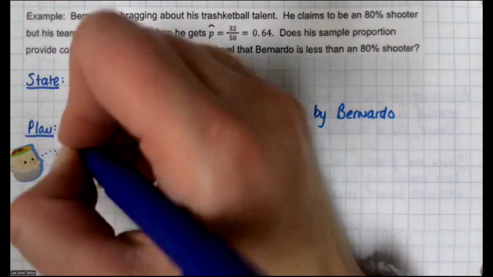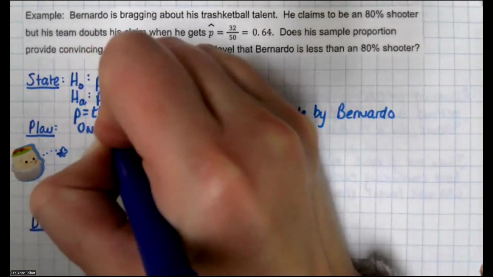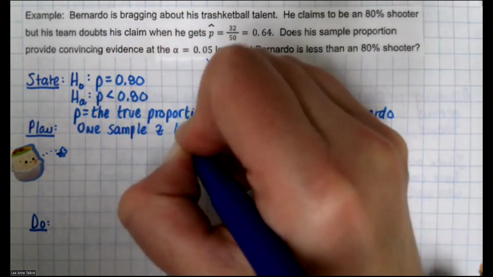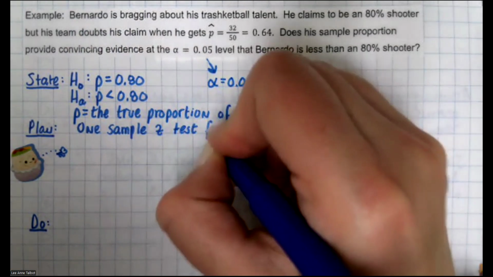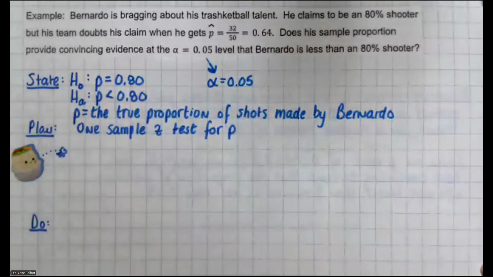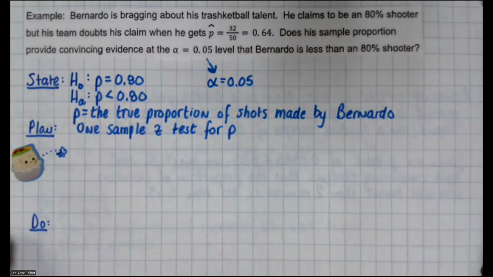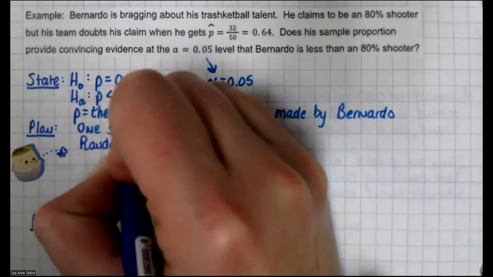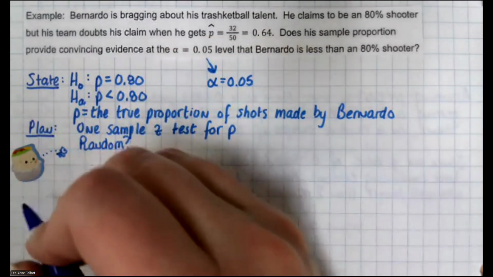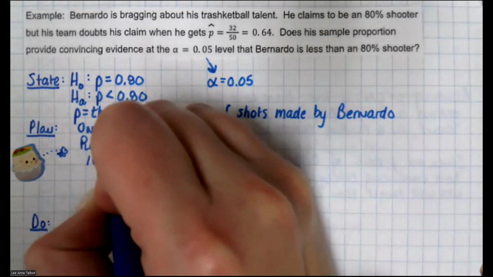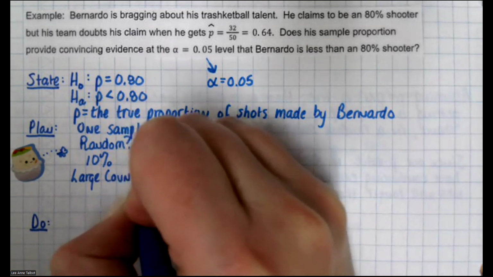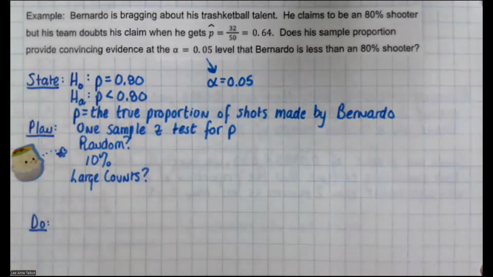Okay, now, plan. Next thing, one sample Z test for P. Random, 10%, large counts.